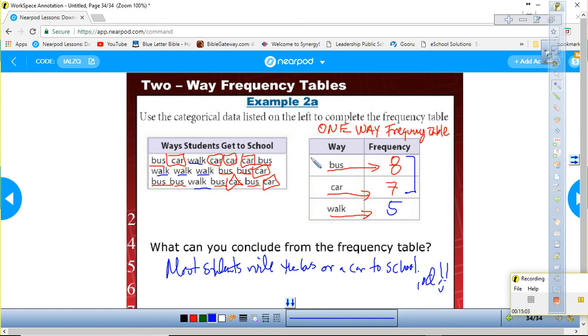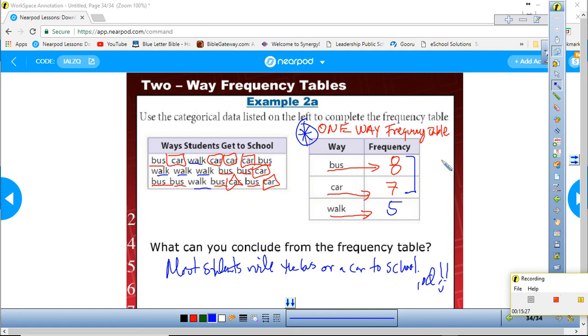So on your paper, copy example 2A. You don't have to copy the instructions, just copy the table. You don't even need the data for right now. Just copy the table. That's a one-way frequency table. Then you write the question and answer it in a sentence, please. Copy that. I'll give you some time.